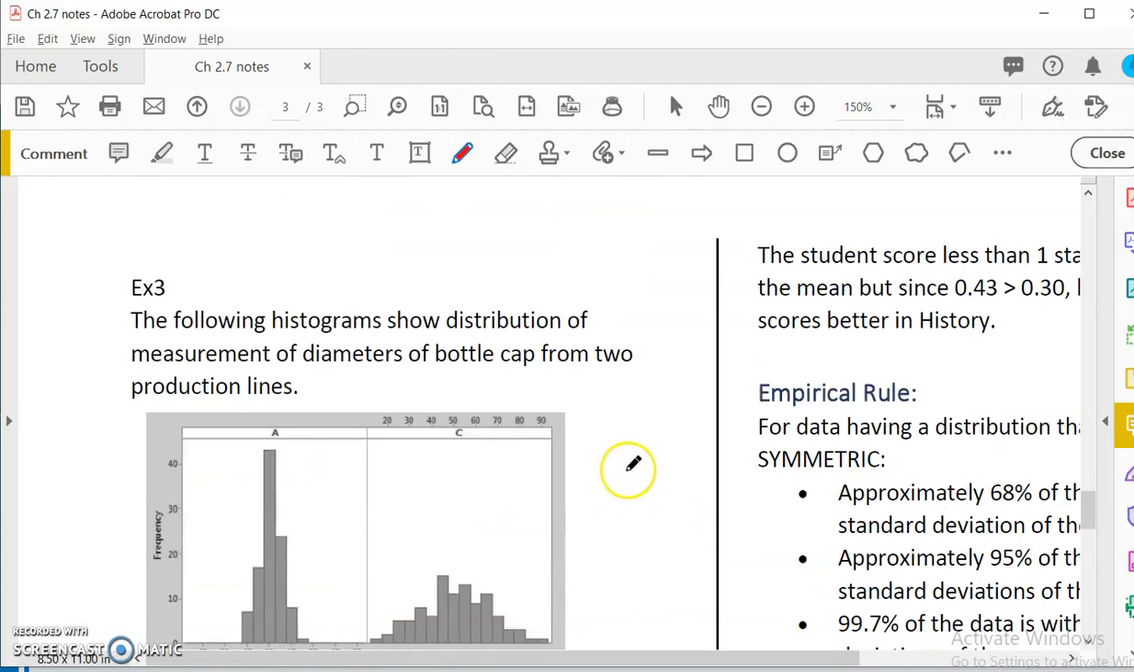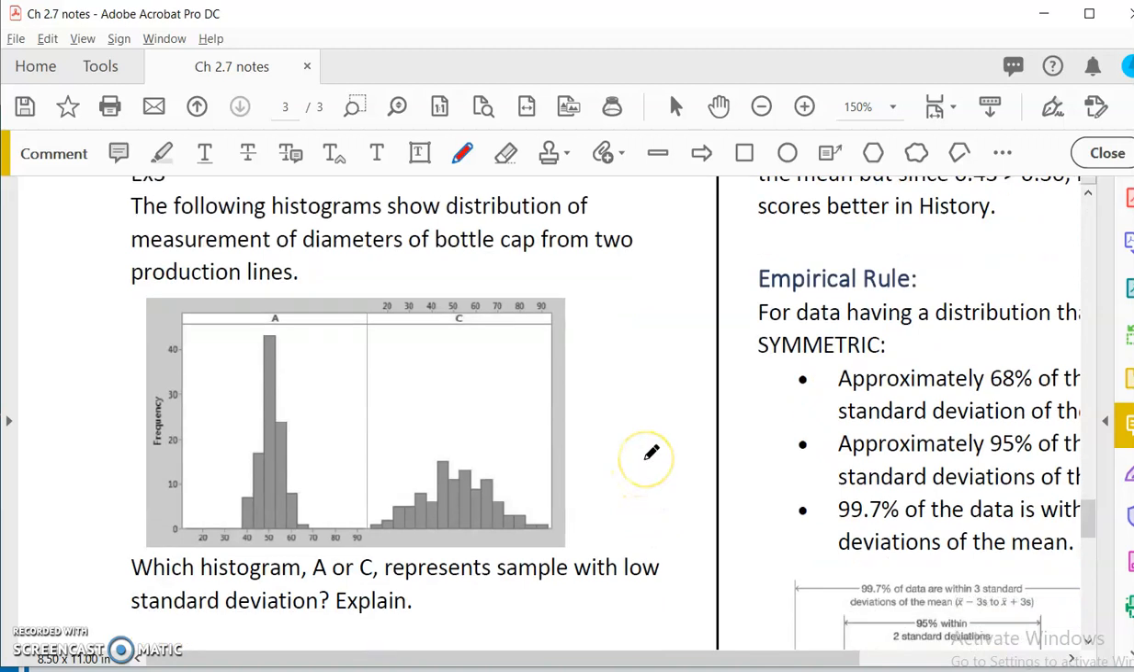The third example is also about analyzing standard deviation from a histogram. Instead of calculating the standard deviation, sometimes we can look at a histogram to see which has a high standard deviation. So look at the first one. This is the diameter of bottle caps from two production lines. I don't label the axis here, but I assume that they all center around 50, right? So that is supposedly the size of the bottle caps that you're supposed to make.